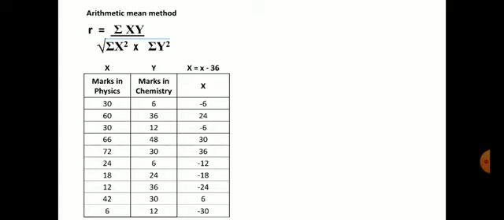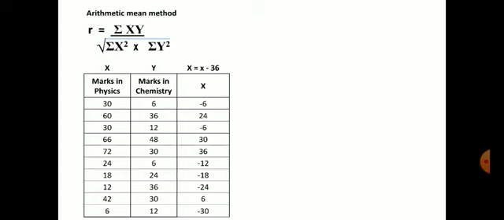Then what we have to do is calculate the capital X. X is nothing but x minus x bar: 30 minus 36 is minus 6, 60 minus 36 is plus 24, 30 minus 36 is minus 6. Similarly, we have to calculate the capital X for each and every entry. 24 minus 36 is minus 12, 18 minus 36 is minus 18, 6 minus 36 is minus 30. Similarly, we have to calculate for the capital X values as well as capital Y values.